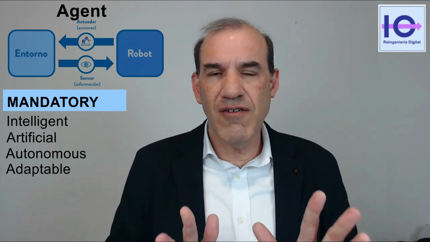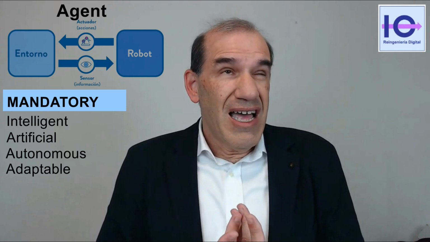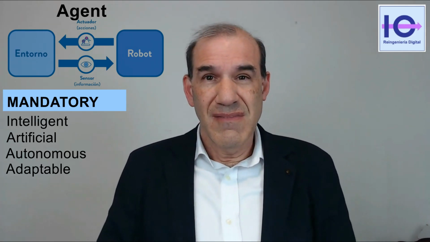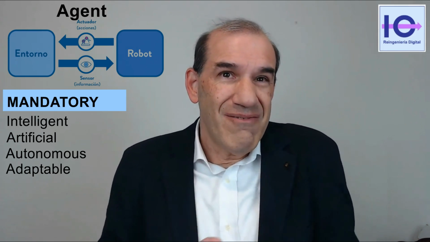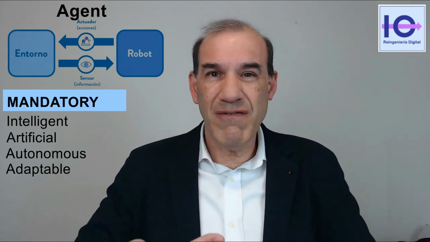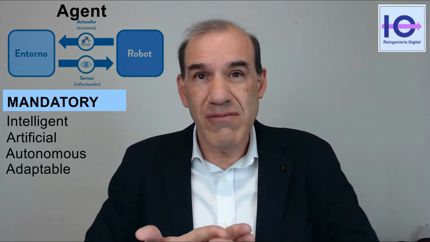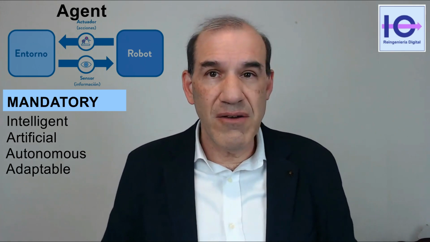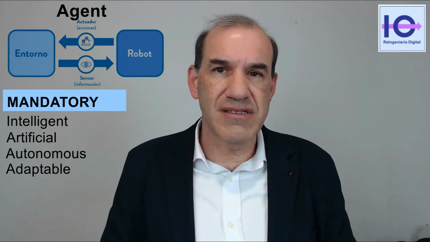And these 4 traits for me are mandatory. Although I've refused to arrive at a definition, I'd say that in the end, maybe we have one here. We could say that a robot is an adaptable, autonomous, artificial, intelligent agent. Anyway, let's give our attention only to the traits.